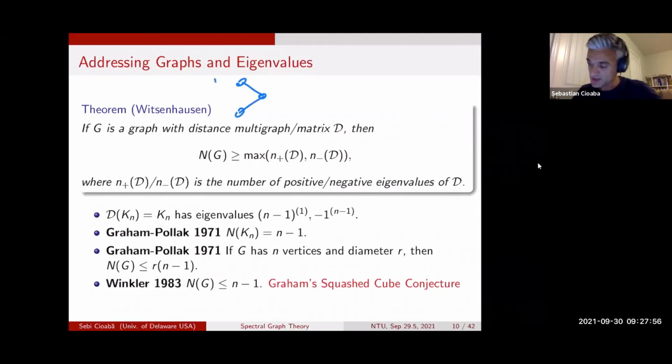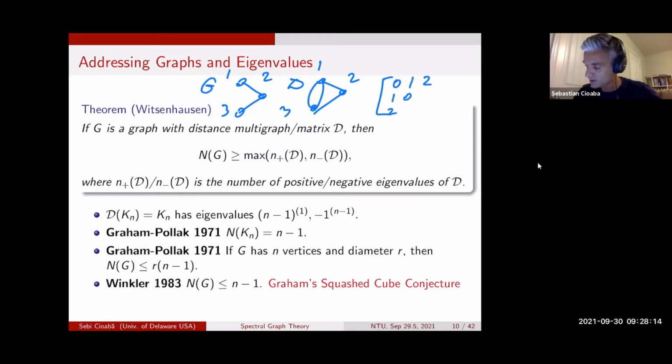So let's say this is G. Let's label 1, 2, 3. Then the distance multigraph is going to be this one, 1, 2, 3, and in my notation, this is the same thing as the matrix with a 0, a 1, a 2, and then a 1, a 1. So this is what I mean when we talk about the number of positive and negative eigenvalues of this matrix. And this also requires a proof, and it's a beautiful result.